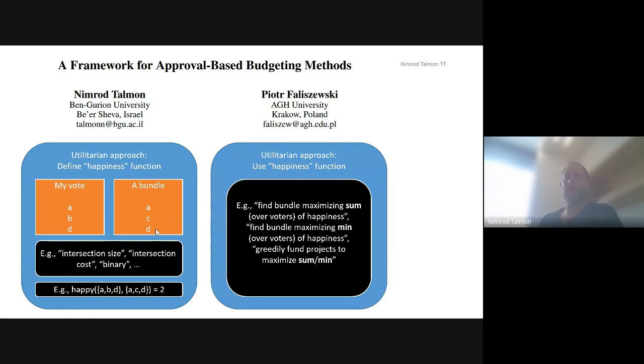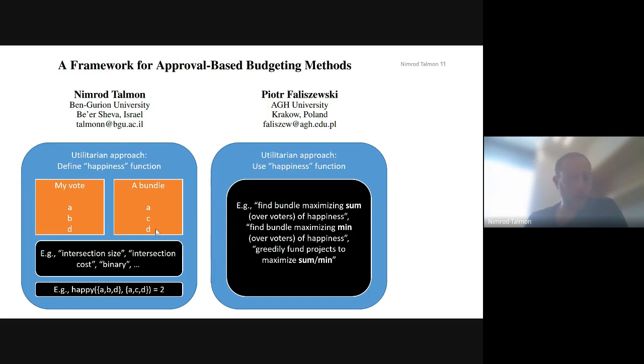And now the problem becomes trying to find a bundle that will maximize this sum of satisfaction over the voters. So this is one way to define the objective of a participatory budgeting aggregation method as an optimization objective. Basically, we considered several definitions of satisfaction for individual voters from bundles, and then tried to find the algorithm that will satisfy them.